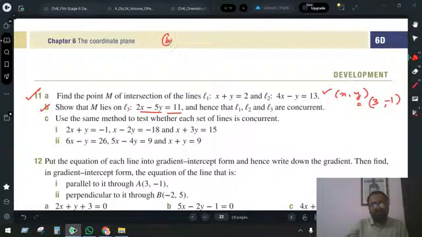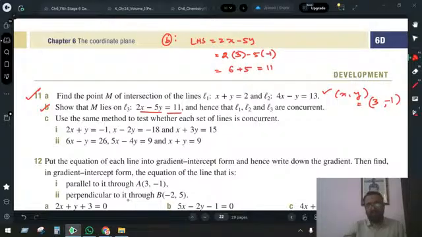For part B, you have to write the solution. LHS is equal to 2x minus 5y, that's it. It is equal to 2 into 3 minus 5 into minus 1. 3 twos are 6, minus into minus 5 plus 1 is equal to 11, which is RHS. So therefore your LHS is equal to RHS, which means this point satisfies this equation. So it is a condition of concurrency. So these three lines are concurrent. Okay.